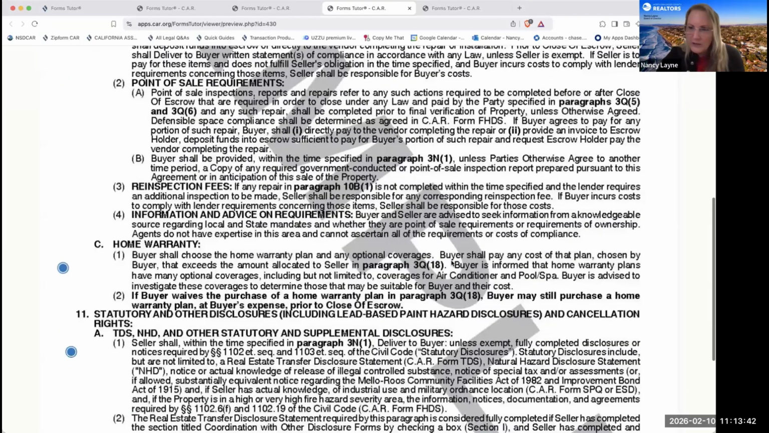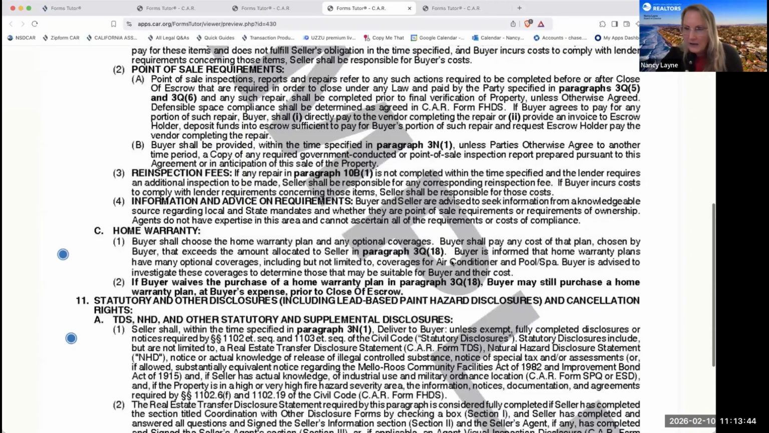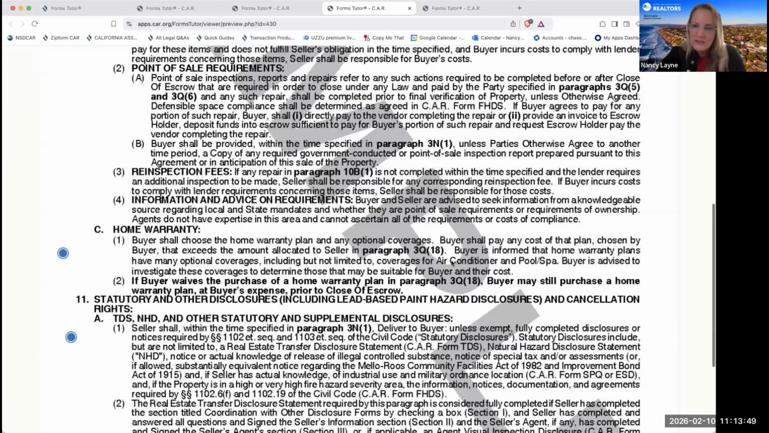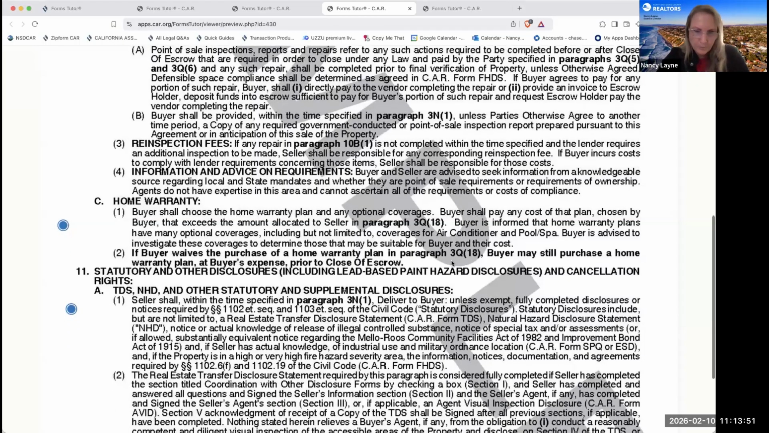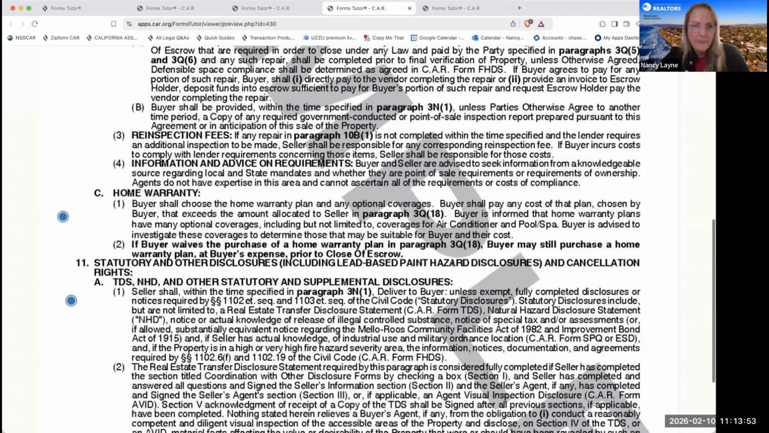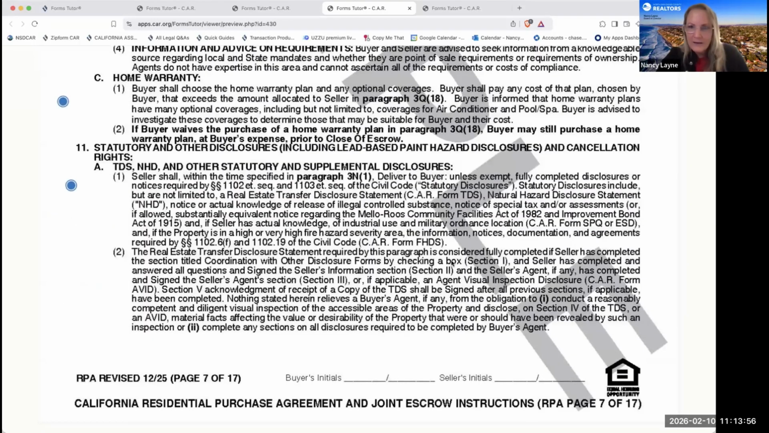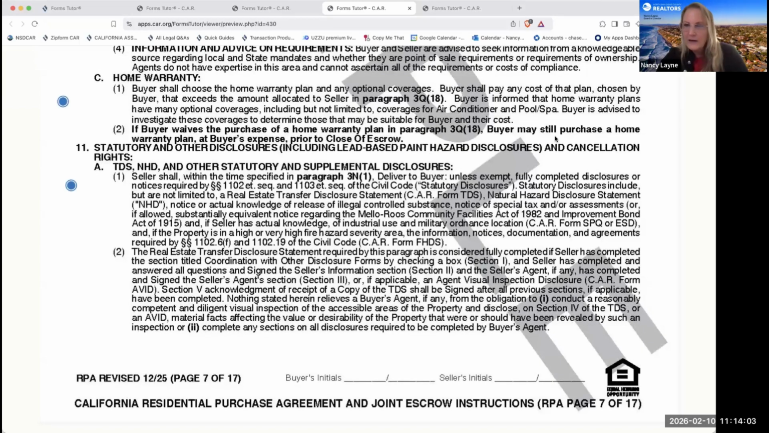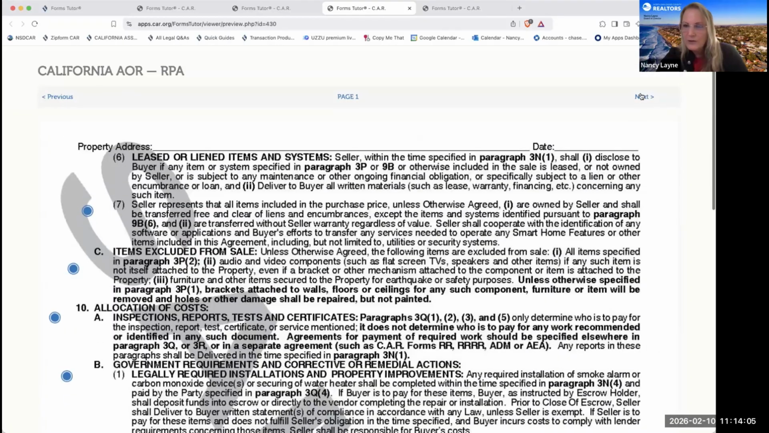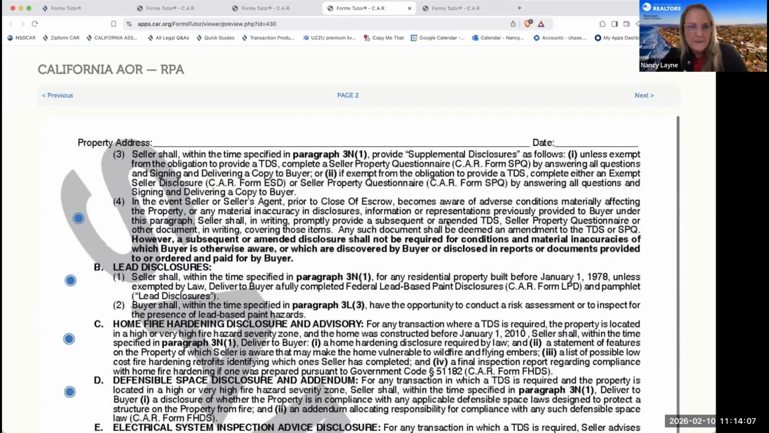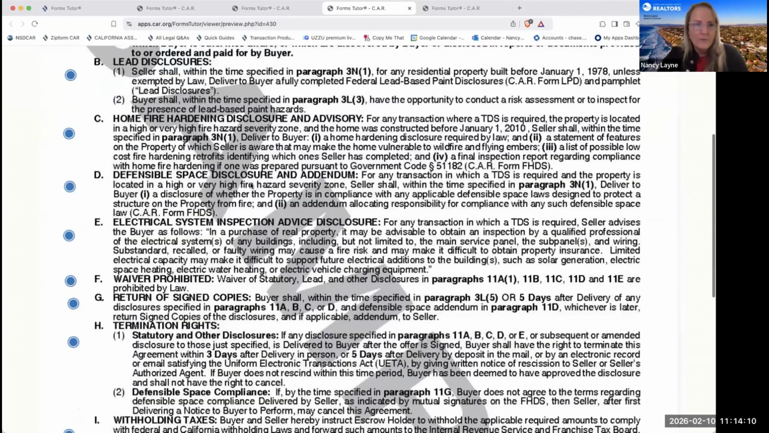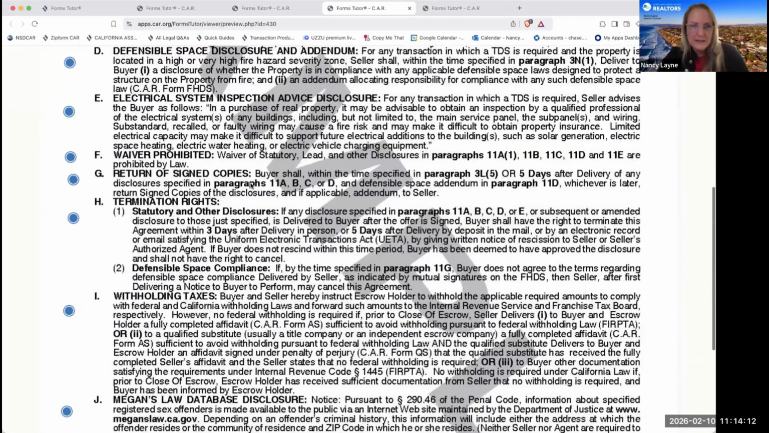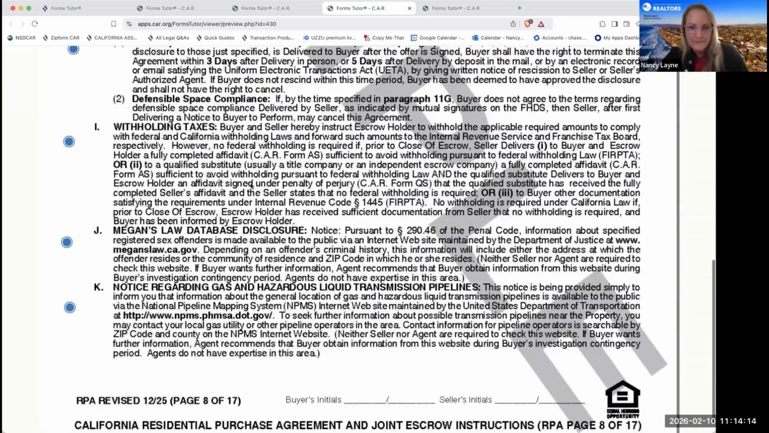If you had an inspection report done, you need to give that to the seller. If you had termite, if you had solar, electric, whatever, any of those inspections should be given to the seller. Home warranty plan, that one is not statutory, so it is not required to be given to a seller. TDS and other statutory and supplemental disclosures, those are all part of disclosure. They should already be given to both parties. Anything else? Home warranty, dispensable space, addendum, electrical system, all of that stuff.